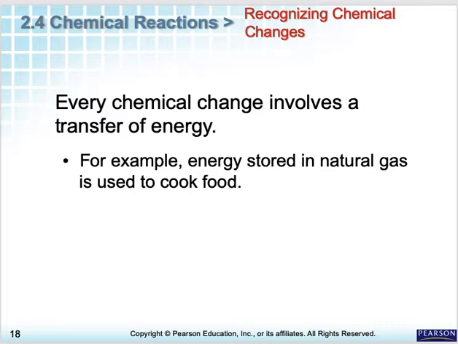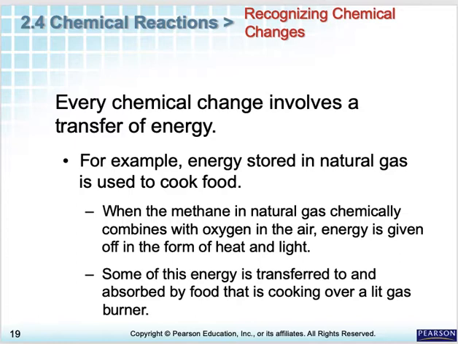For example, when I burn natural gas to cook food, energy is released by that process. It could also be taken up. We've all experienced those ice packs that you break the ampule inside, you shake them, and the ice pack gets cold. That's an example of when a reaction would get colder, it would be endothermic. That's not a word you need to know, but that is getting colder. So when methane and natural gas chemically combine with oxygen, the energy is given off in the form of heat and light. Some of this is transferred to the pot and therefore to the food so that the food can be cooked over the lit burner.